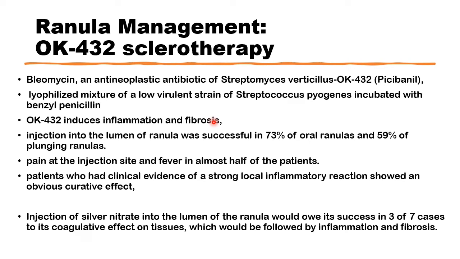The injection of OK-432 can be as successful as in 3 out of every 4 ranulas in the oral cavity, and about 1 in 2 of plunging ranulas, lower success rates for plunging ranulas. It would work by inducing fibrosis around the area of the salivary leak from the sublingual torn duct of Rivinus, one of the ducts of Rivinus, and this would stop the leak, and the induced fibrosis would also help in the involution of the pseudocyst. It would cause pain, however, and fever in at least half of the patients. But it is those patients who have a very brisk inflammatory response in the form of pain and fever that would benefit most. Those are the patients who would actually have a successful outcome.